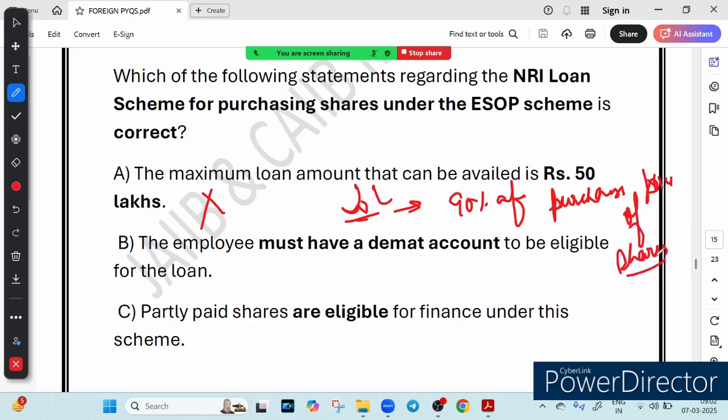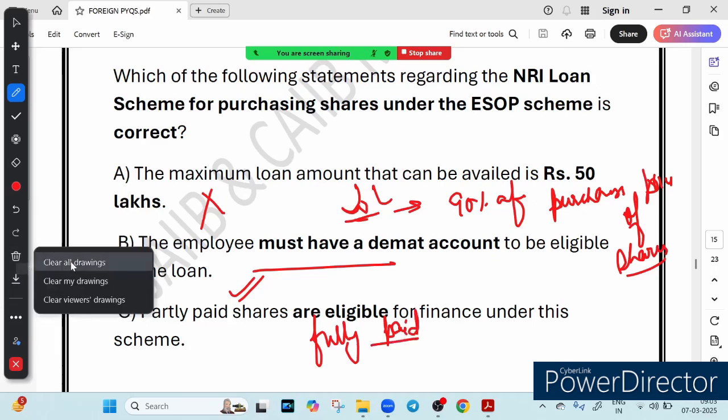Option B says that a demat account is mandatory for eligibility. So this option is correct. To participate in ESOP, that is employee stock option purchase, and avail of a loan, an NRI must have a valid NRI demat account, right? So this is correct. Option C, partially paid up shares are eligible for finance under this scheme. This option is incorrect, because only fully paid shares, not partially, are eligible for financing under the ESOP loan scheme.